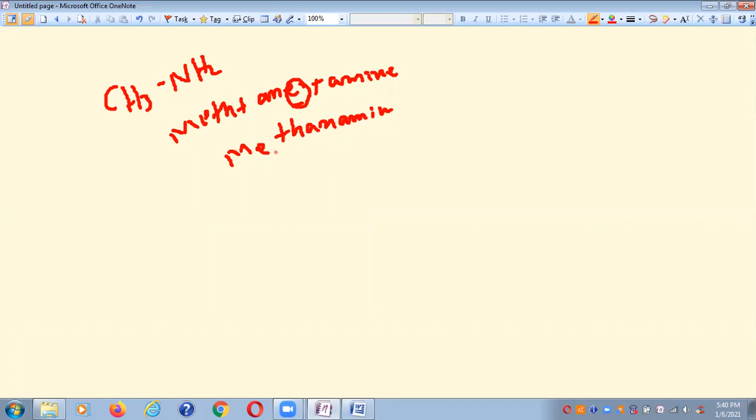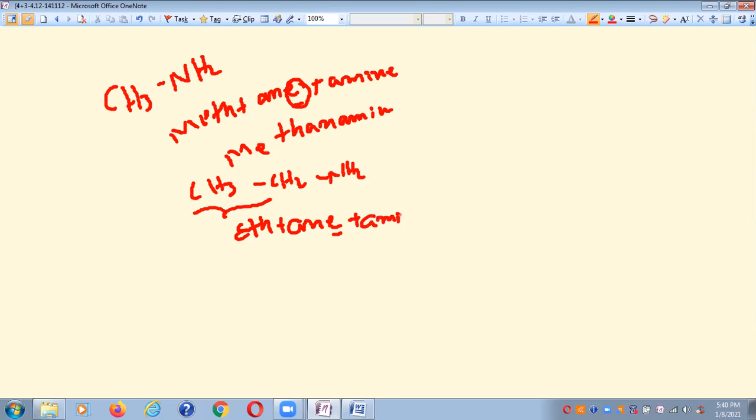In case of the next one, CH3CH2NH2, how many carbon atoms do we have? Two. So the root word is "eth", and these two carbon atoms are connected through a single bond, so "-ane", and the last letter will be replaced with amine. Next, one more example: CH3CH(CH3)NH2, isopropyl, or you can say isobutyl if we add one more carbon atom.